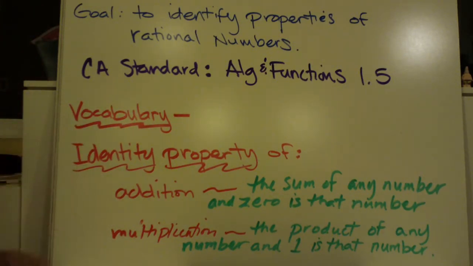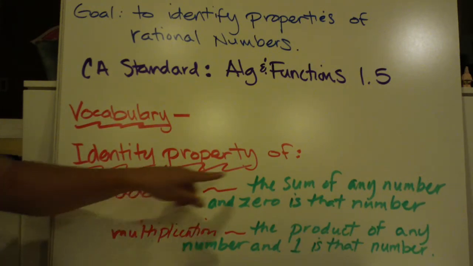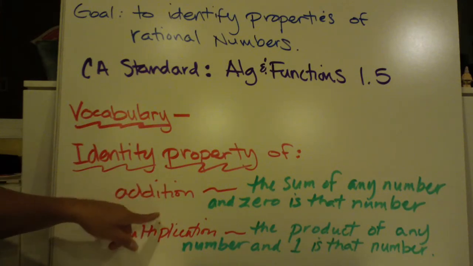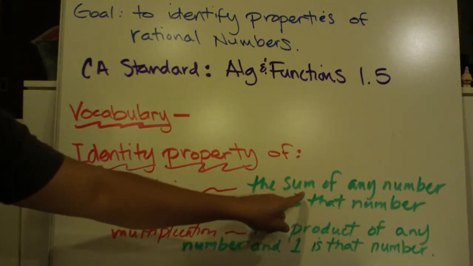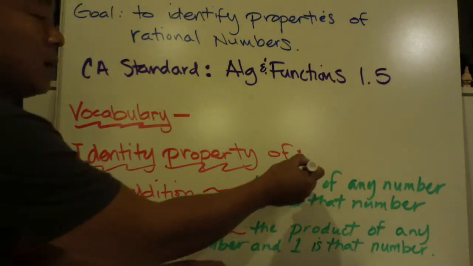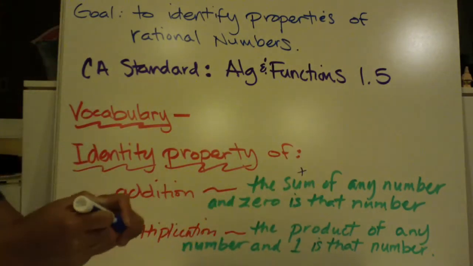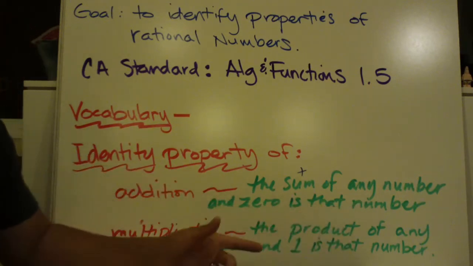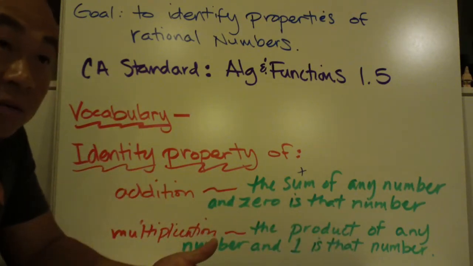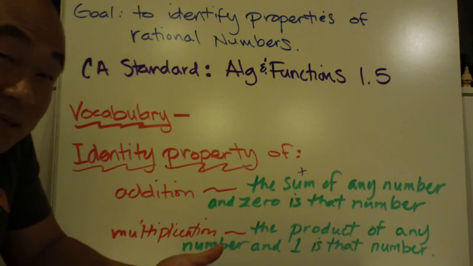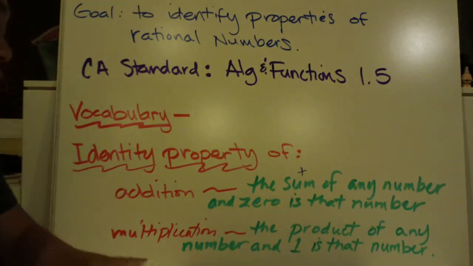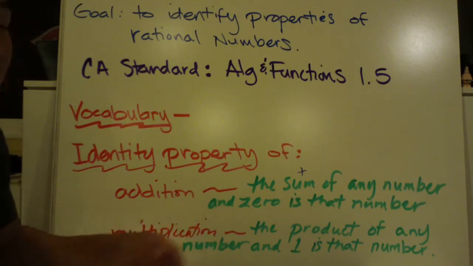Our first one is identity property. And we have two properties here. We have the identity property of addition. And the identity property of addition states that the sum, and don't forget, sum means plus, of any number and 0 is that number. So think about like 5 plus 0 is equal to 5. Makes common sense, right? So a lot of this stuff is very common sense type of properties.